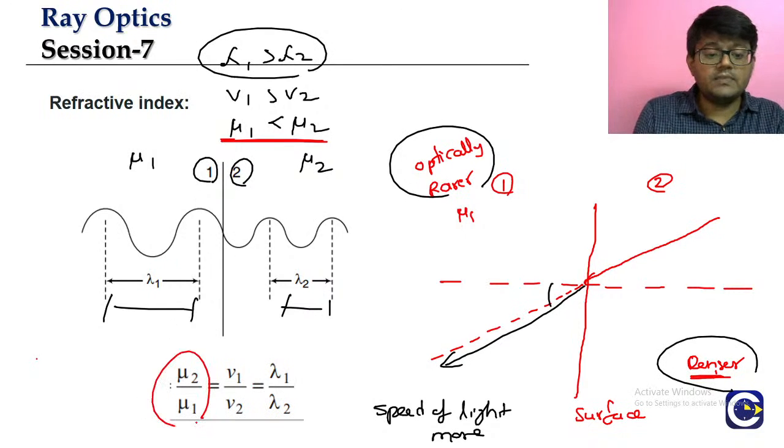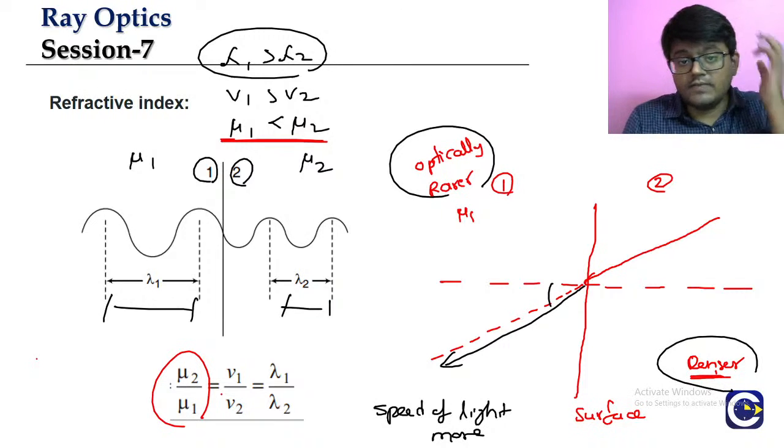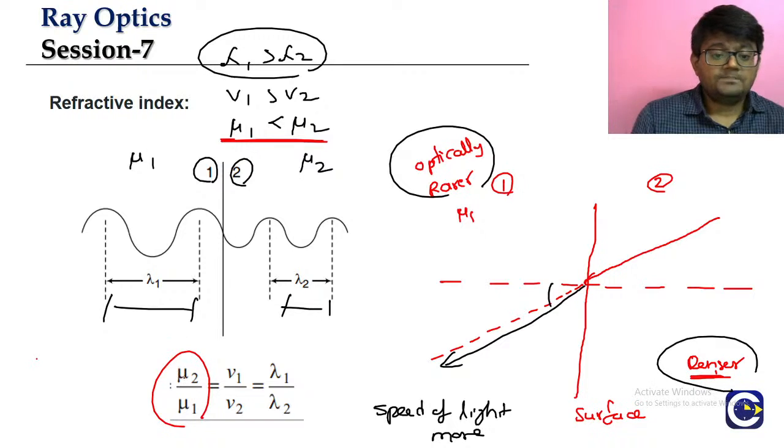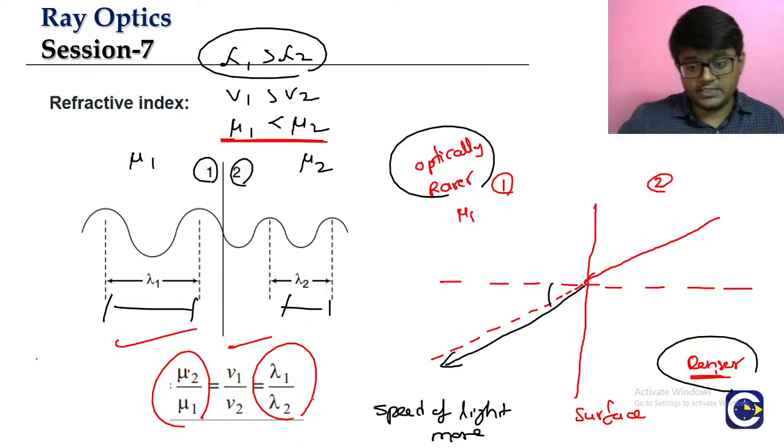So what will be the relation we'll have between the refractive index values and velocities and wavelength? The mu2 by mu1. Mu and v, what is the relation? Inverse relation. So mu2 by mu1 will be equal to v1 by v2. v1 by v2 will be equal to what? Lambda 1 by lambda 2, because velocity and wavelength is what? Direct relation. Okay, so this is how we will be able to understand the relation between the refractive index and the velocity of the light and the wavelength.